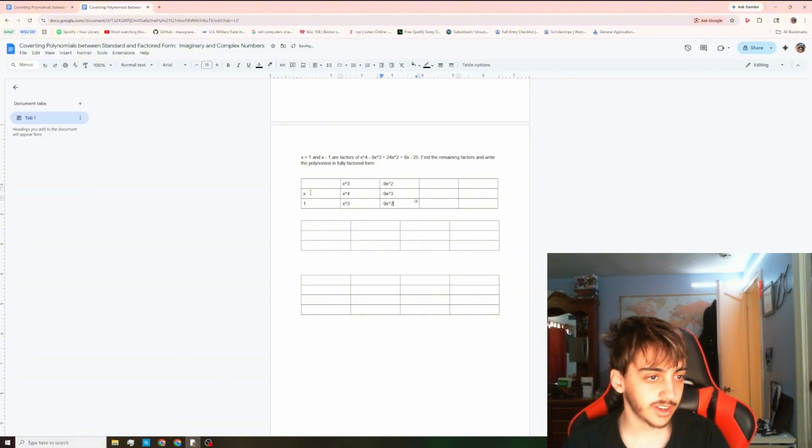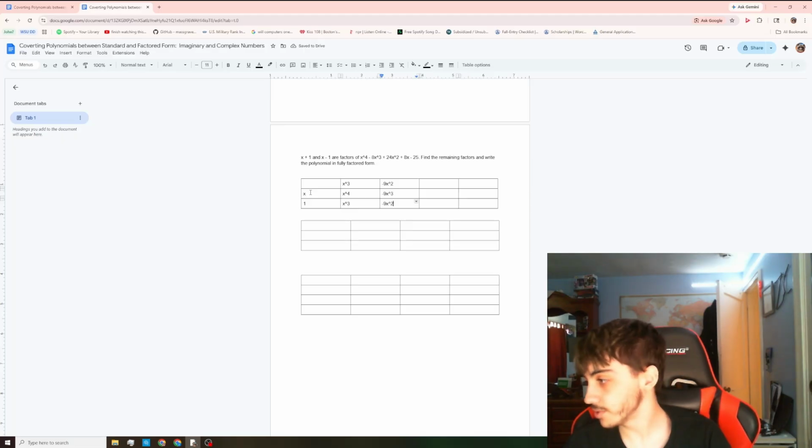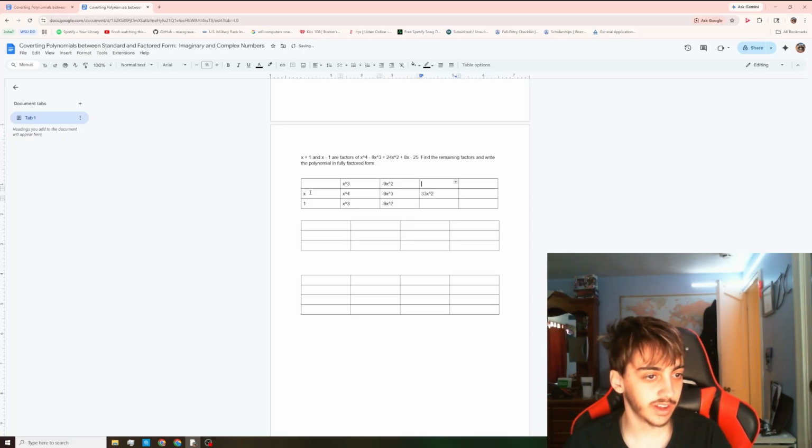So we got negative 9x squared and we need 24x squared, which means we're going to need 33x squared right here. And that divided by x is just 33x, and that's just 33x down here. So we got 33x and we need 8x, which means we got to do negative 25x. And that's going to become negative 25, and that's going to bring it down, negative 25 right here.